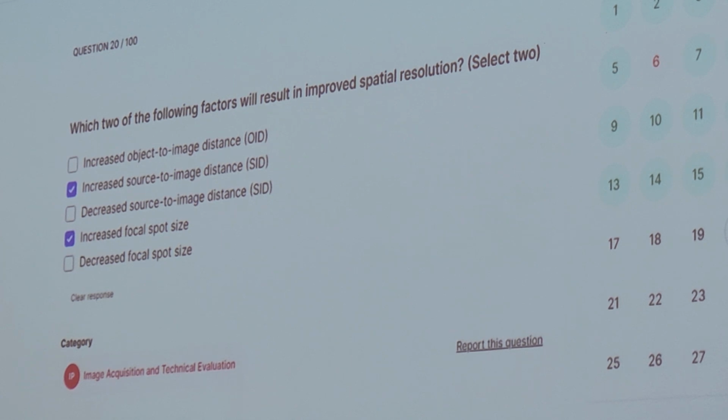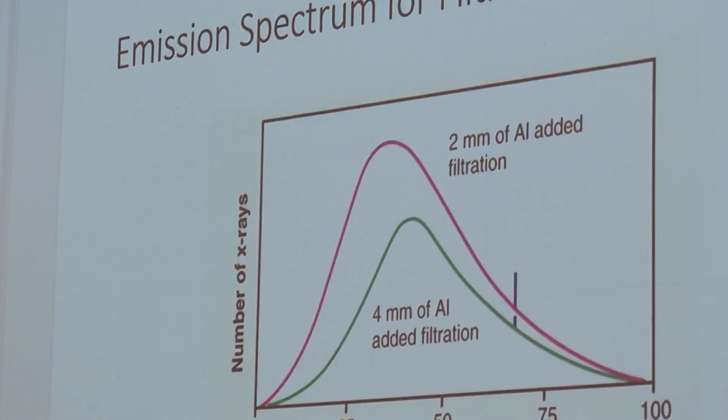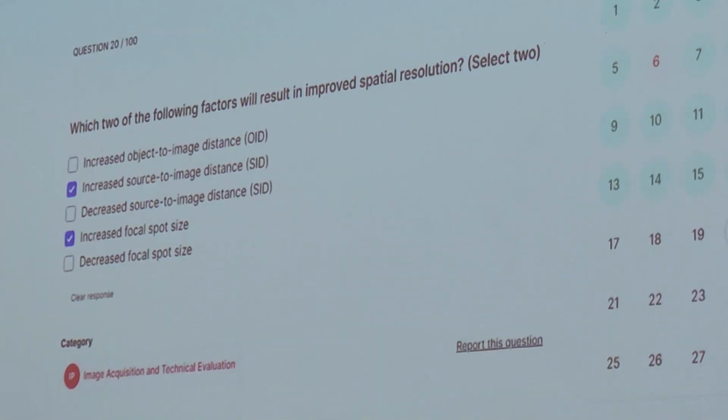Because it's decreasing the amount of unsharpness that would be present, I guess. Because if you widen it, right, isn't there more unsharpness? Is it flipped? Yeah, so if you widen the focal spot size, it will be more unsharp. But increasing the size is widening it. So yes, we would actually want to decrease our focal spot size.